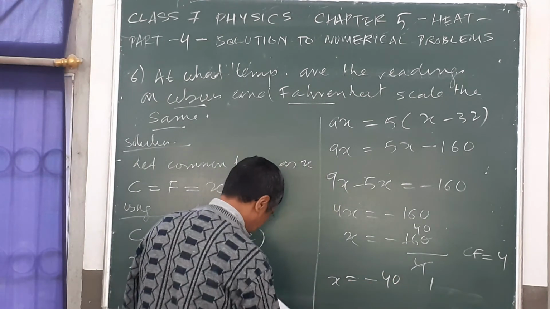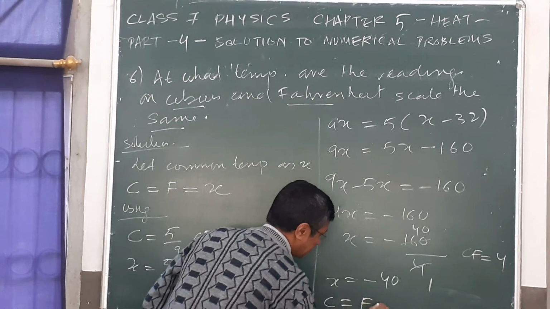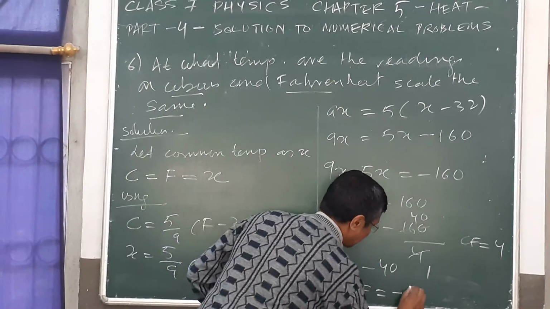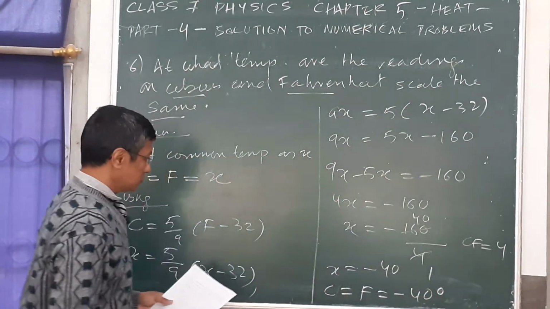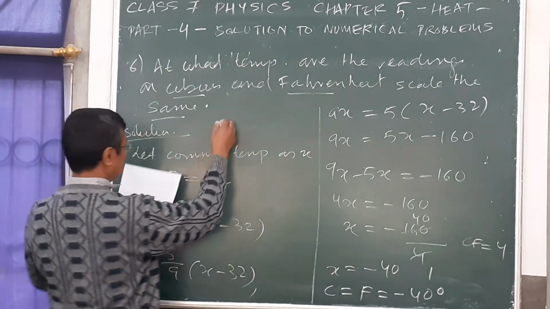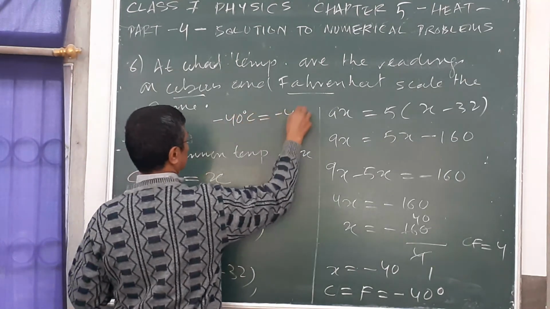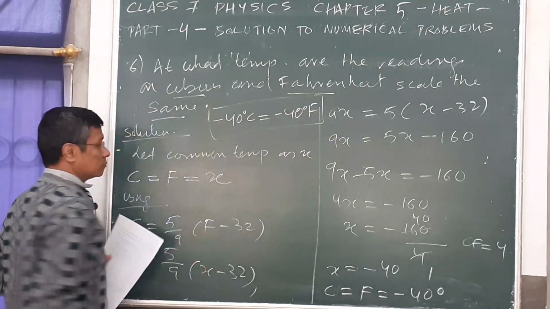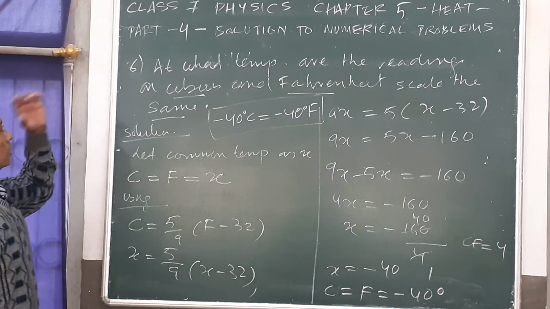Now from this it means that the temperature in Celsius scale and the temperature in Fahrenheit scale will be exactly the same when the temperature happens to be minus 40 degrees. So which means that, for the lack of space I will write here, minus 40 degrees centigrade will be equal to minus 40 degrees Fahrenheit. All right, so this is the solution.